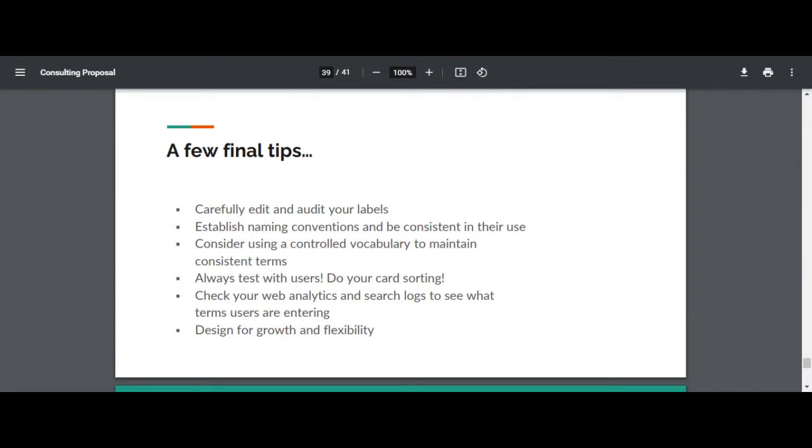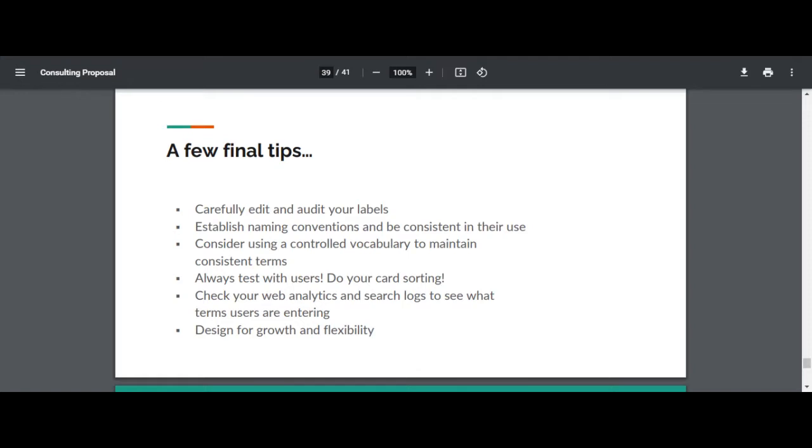That becomes, sometimes we'll say, governance, right? So in some companies, you may have governance of terms, tone, consistency, voice, choice of words. That is a bit of the same, some form of governance. And then always test with users. Do your card sorting, but you may not be able to do card sorting, so you may need to do other types of testing, showing labels as well.